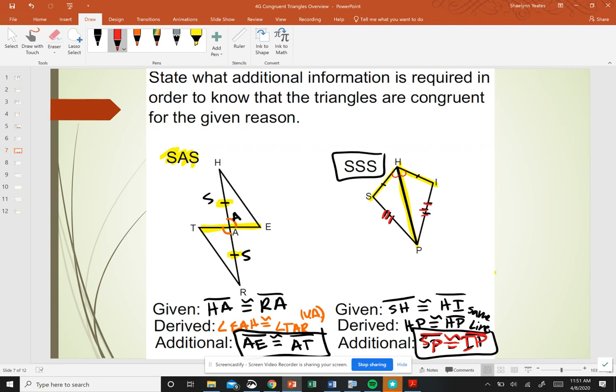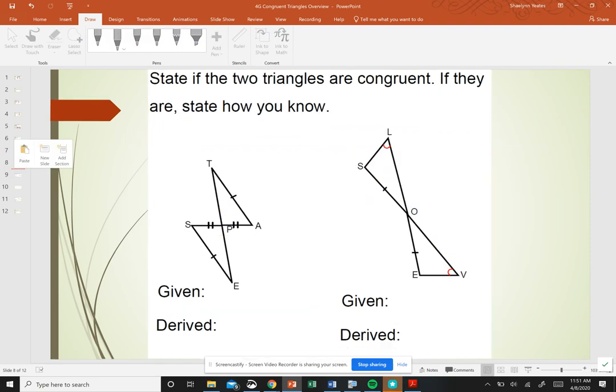All right. If you need more time on this slide, please go ahead and give it a pause. On this next slide, I want you guys to please try it on your own. So you're going to state if the two triangles are congruent and state how you know. So this isn't like find missing information. I want you to try this one. It's just stating how you know they're congruent. So write down everything you know that's given, write down everything you know you can figure out, and then from there, see if you have enough information.